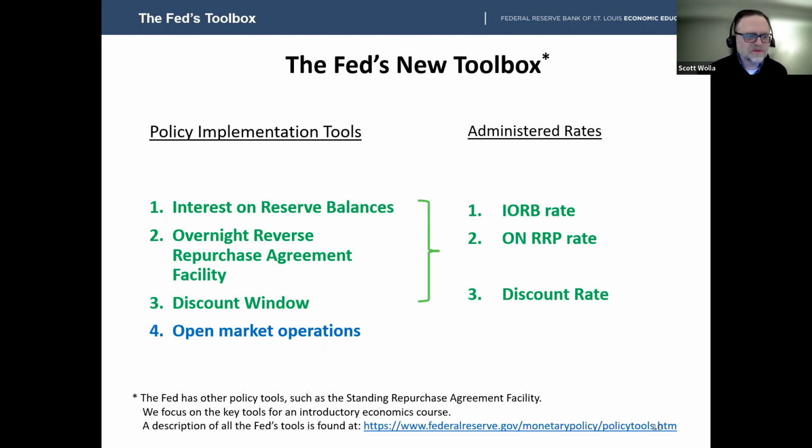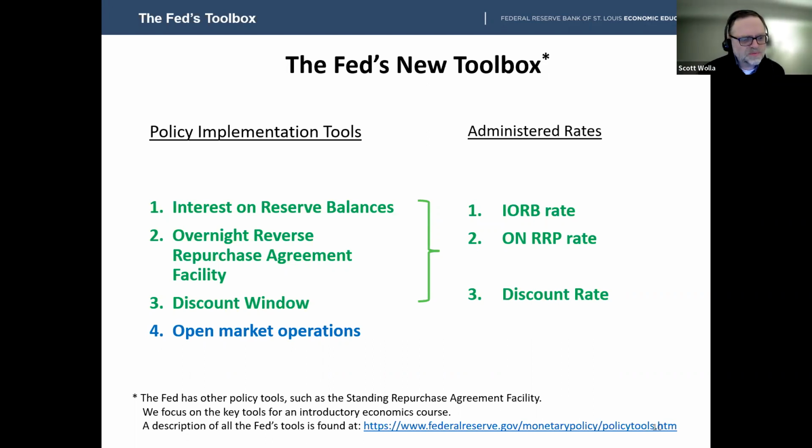But I'm getting a little bit ahead of myself here. So these are the three tools: interest on reserve balances, overnight reverse repurchase agreement facility, and the discount window. The rates are the interest on reserve balances rate, the overnight reverse repurchase agreement rate, and the discount rate.